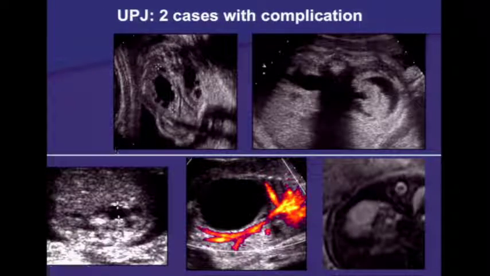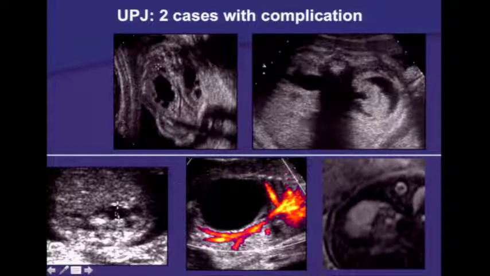Here's an example of two cases with severe UPJ obstruction and a complication that I think we need to talk about. So in this case, in mid-gestation, you could see bilateral renal pelvis distension, and on follow-up, there's still pelvis distension and peripheral distension on the right side. On the left side, there's decompression and fluid around the kidney.